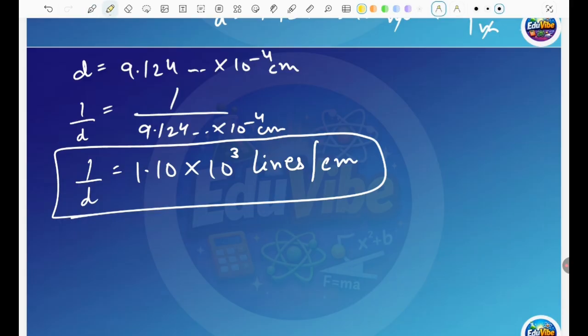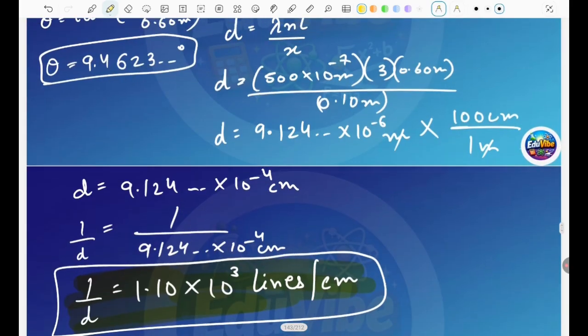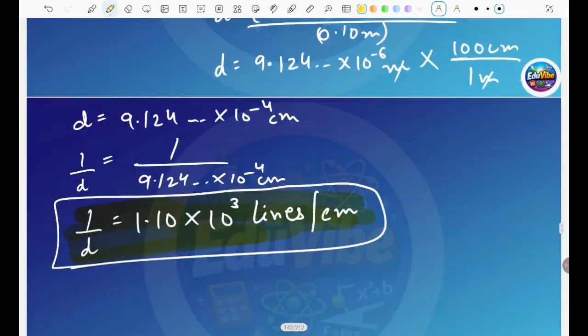When they denote per line, only one line you have to find. If they mention that a particular number of lines is given to you, you can multiply at the end. But you won't get that type of question, it's not that complex. So that's how you find 1 upon d, with all the formulas you use in the Young's double slit experiment or small angle approximation. That's all you have to do. So you get the answer.